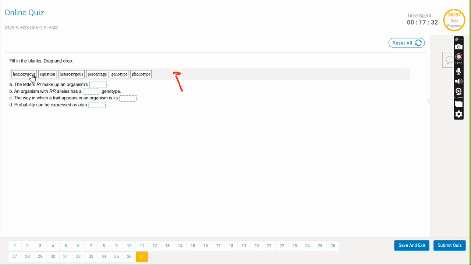Here the letter R makes up an organism. What does that make up in the organism? Let's say genotype. Sorry. Now an organism with R alleles has a homozygous genotype. And then the way in which a trait appears in an organism is the phenotype, because you can see it, right? And the last one is percentage.